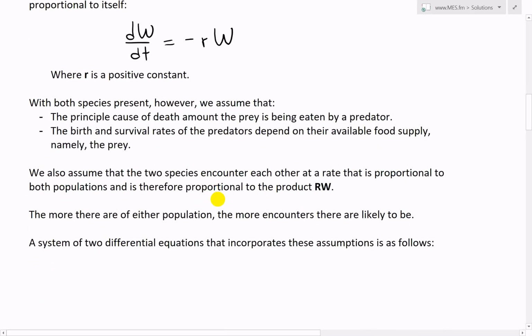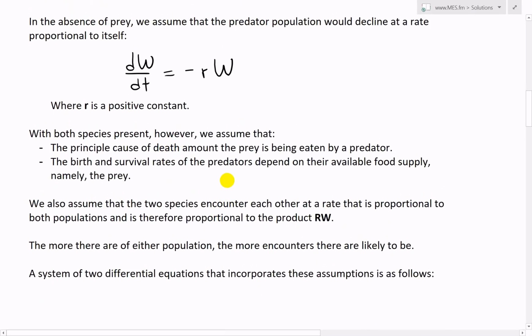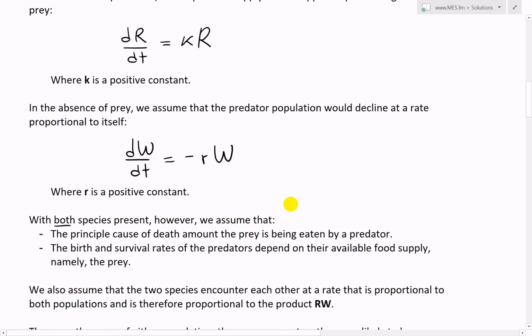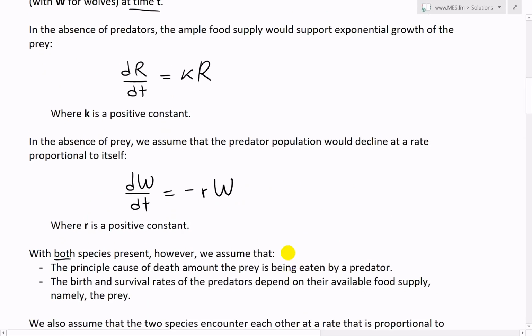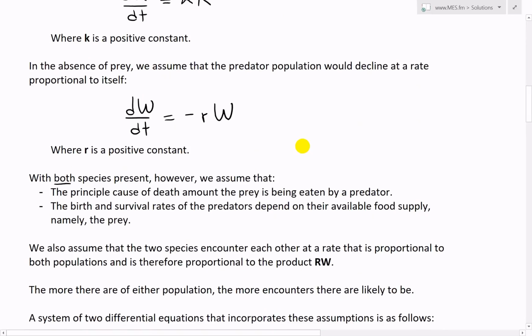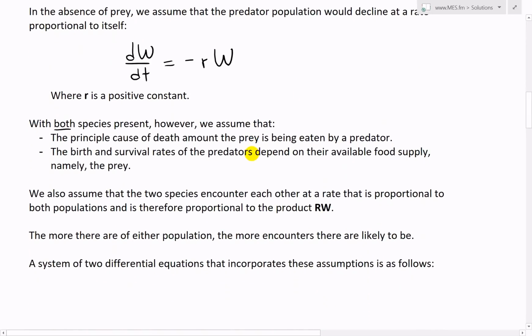With both species present, however, the prey grows because there's a lot of food, no one's attacking it, and then the predator dies off because there's nothing to eat.